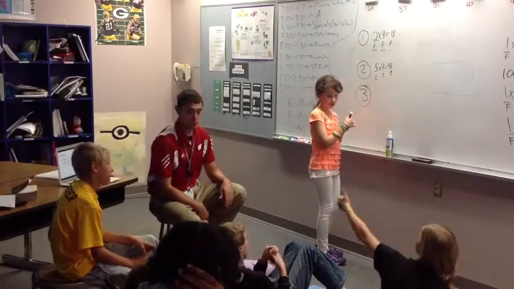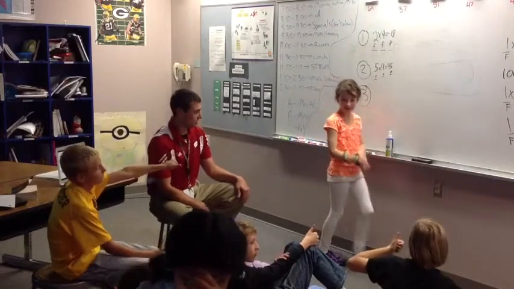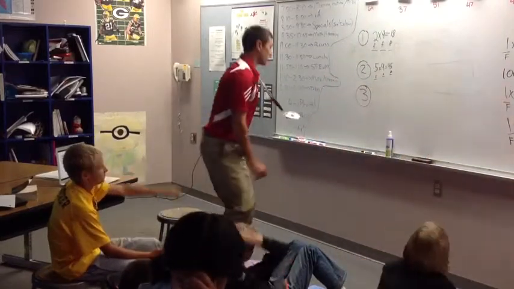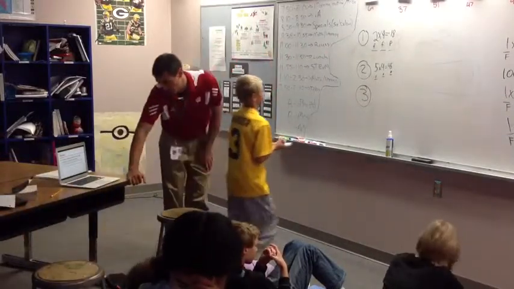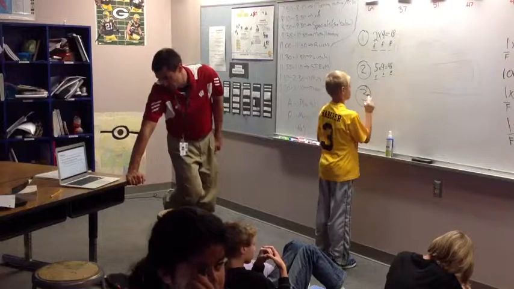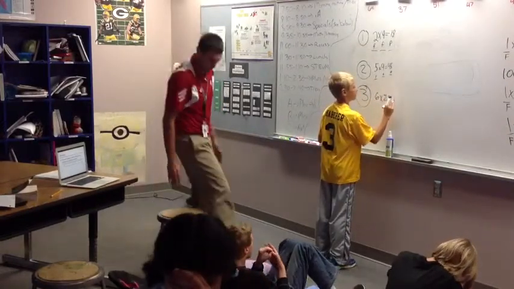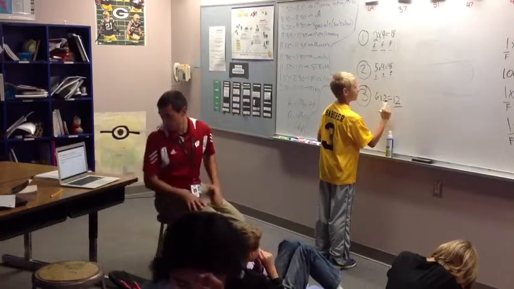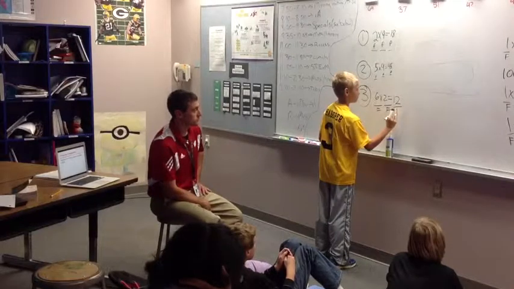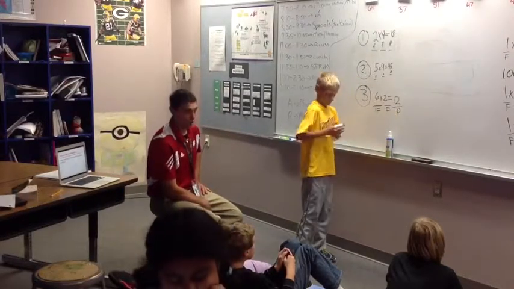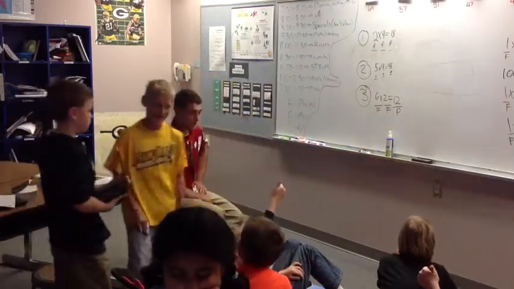If you agree, thumb up. If you disagree, thumb down. If you're not sure, thumb in the middle. I see lots of agreement. That's awesome. And Jake, come up and do the third one. Reminder, the question was each child has 6 pencils. If there are 2 children, how many pencils are there in total? Agree, disagree, or not sure? Looks like we all agree.